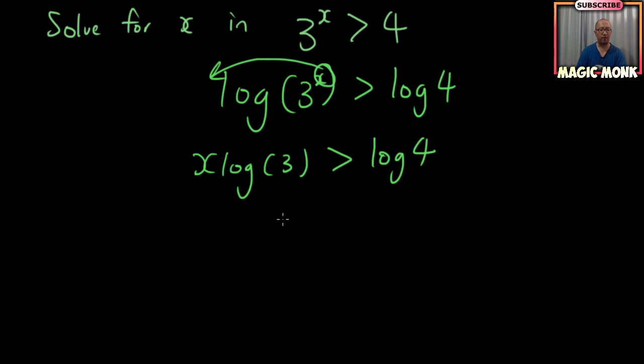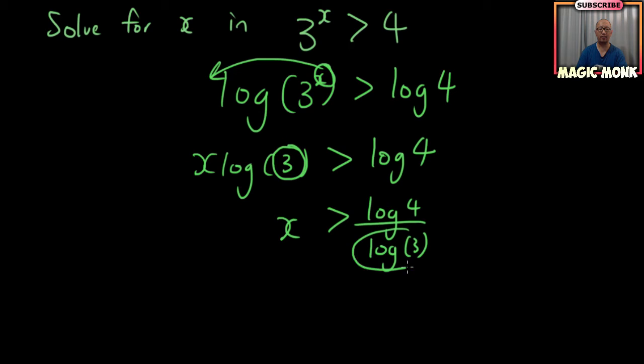So then I'm going to divide by log 3 on both sides. Now what you need to remember is that if this number here was smaller than 1, so for example, if it was log of 0.5 or something like that, then you can't just divide it. You have to reverse the inequality sign, because when you divide or times by a negative number, you have to reverse the inequality.